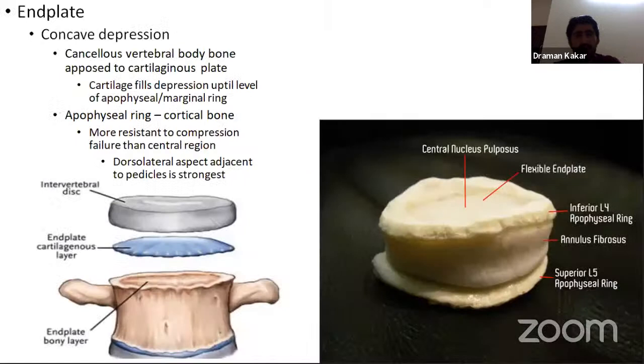Now we will discuss the end plates. Basically, the end plate is divided into a central concave part and a peripheral raised ring part known as the apophyseal ring. The centrally depressed concave part is made up of cancellous bone, while the raised ridge known as the apophyseal ring is made up of cortical bone. This is the strongest part of the plate and resists most of the compression failure.